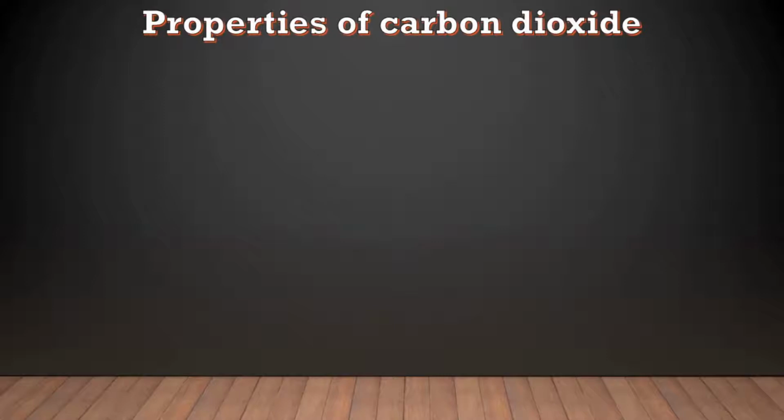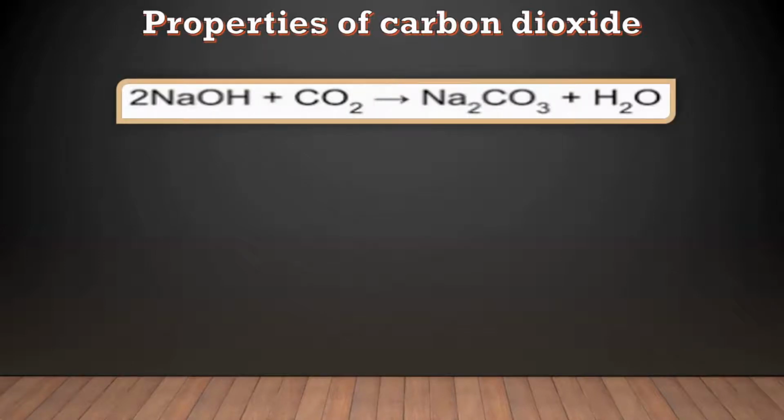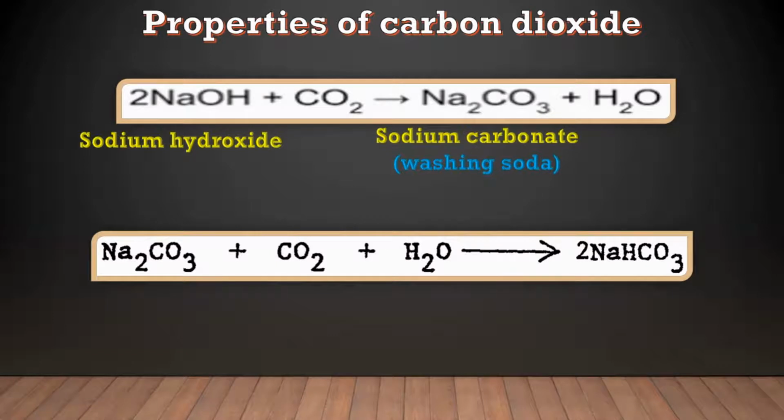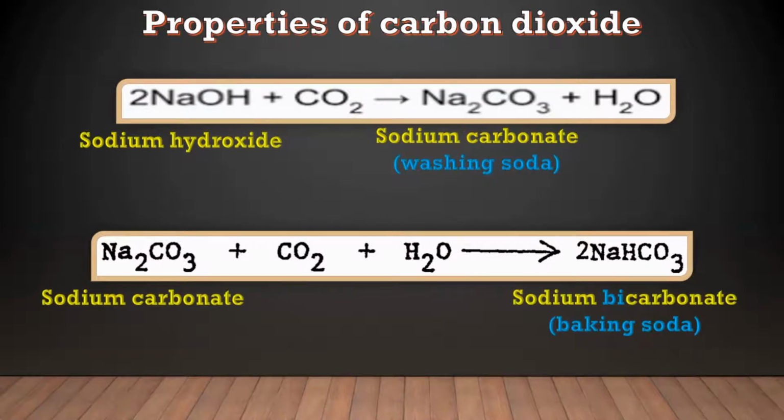It is possible to get either carbonate or bicarbonate by passing carbon dioxide into alkaline solutions. Usually, carbonates are formed when a small amount of carbon dioxide is passed through an alkaline solution, and bicarbonates are eventually formed when an excess of carbon dioxide is passed into the solution.